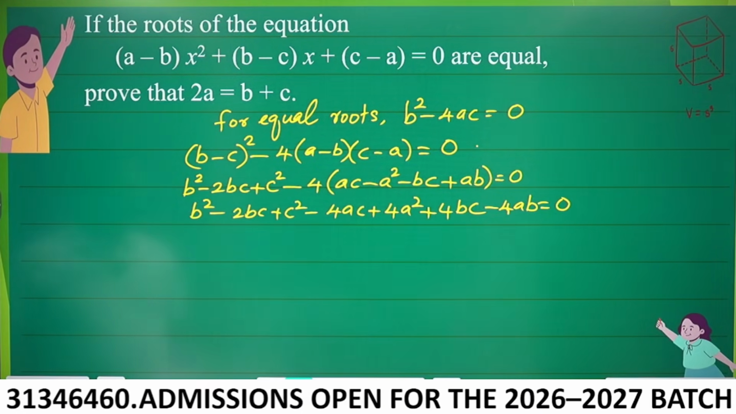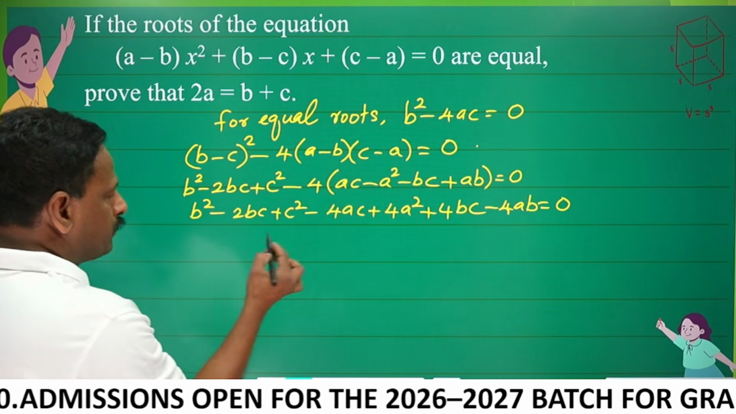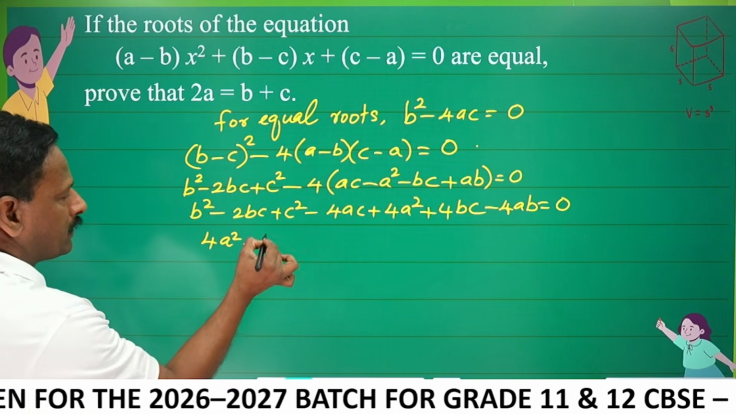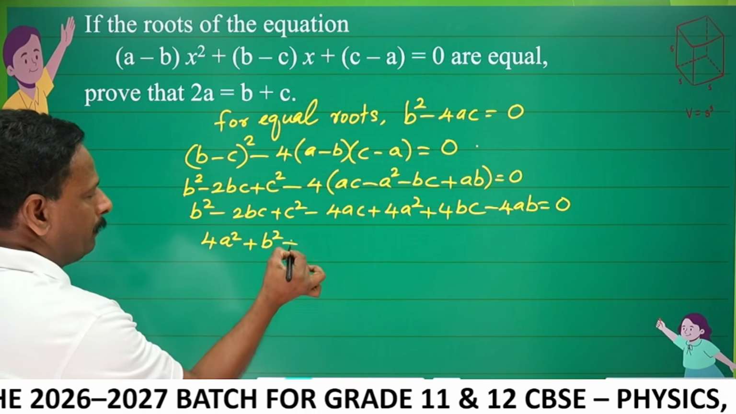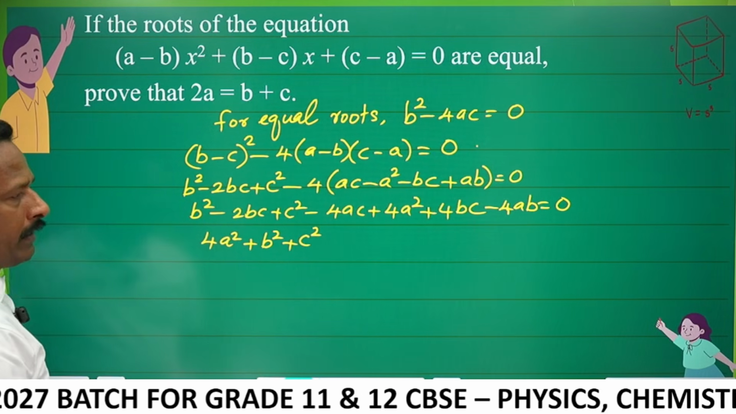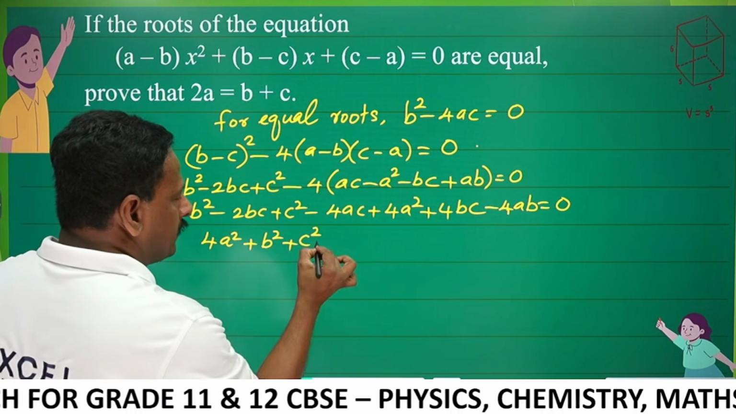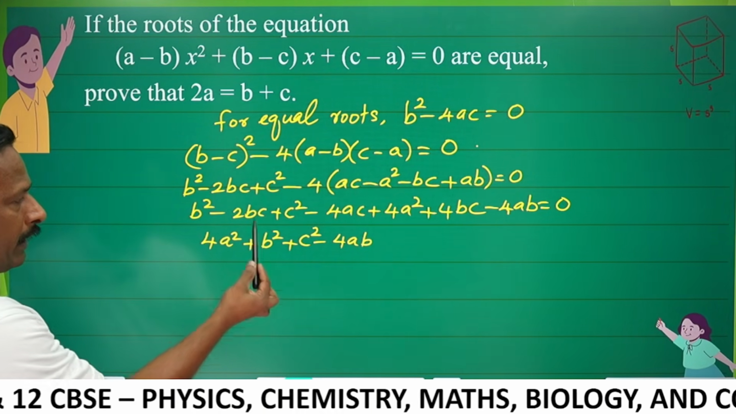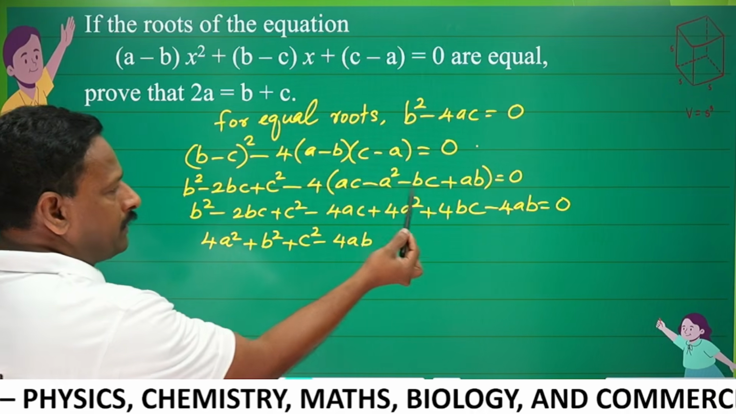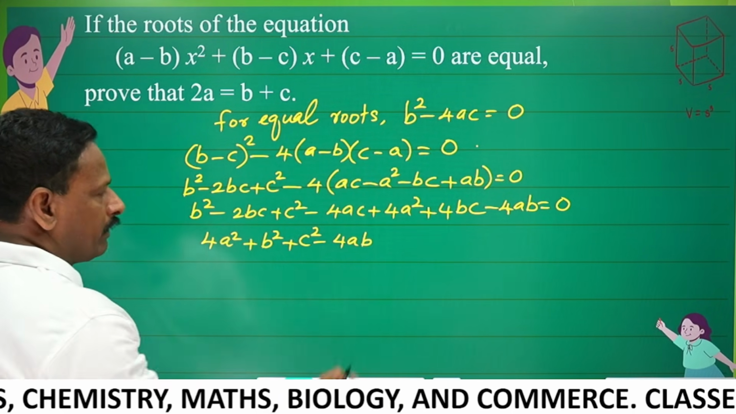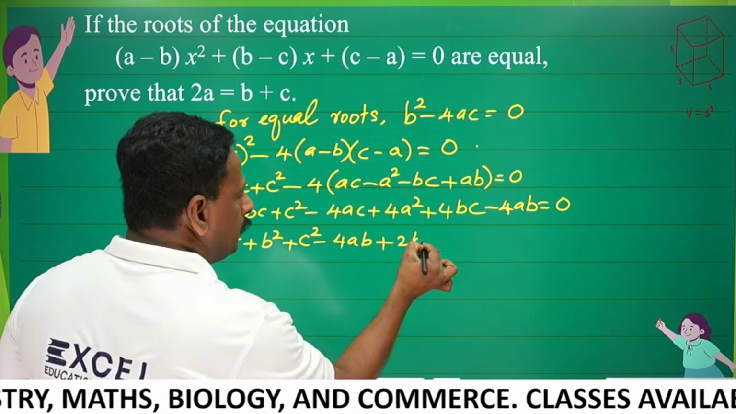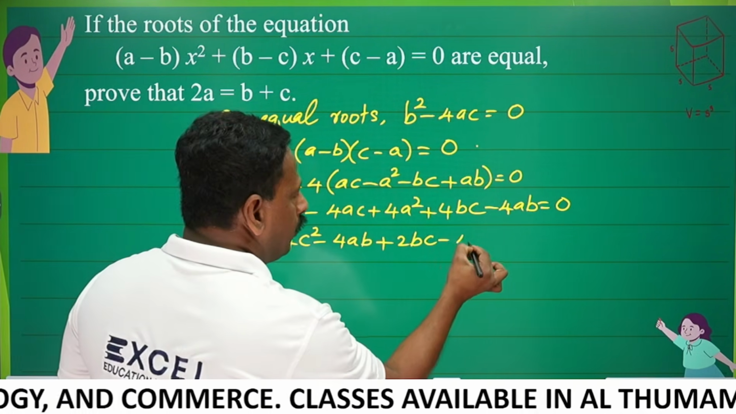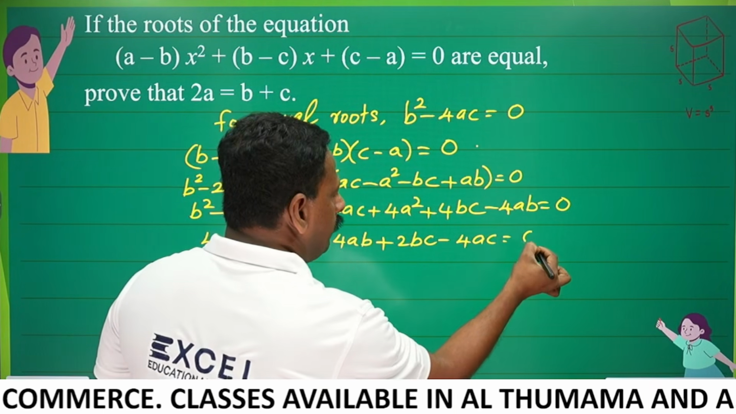So this you can simplify. So we'll write the a square terms first, which is 4a square, then b square terms plus b square, then c square term plus c square, then next ab term, that is negative 4ab, then bc term. Here you can see there are two bc terms, negative 2bc plus 4bc, which will give you plus 2bc. And the last term that remains is negative 4ac equal to 0.